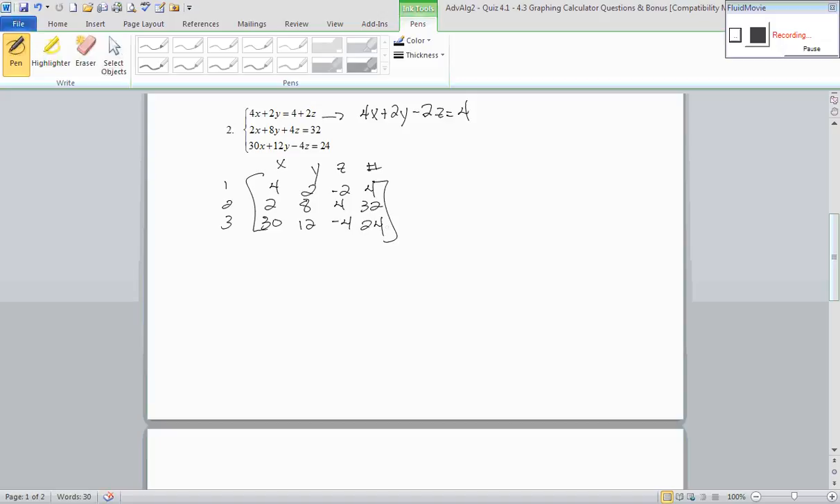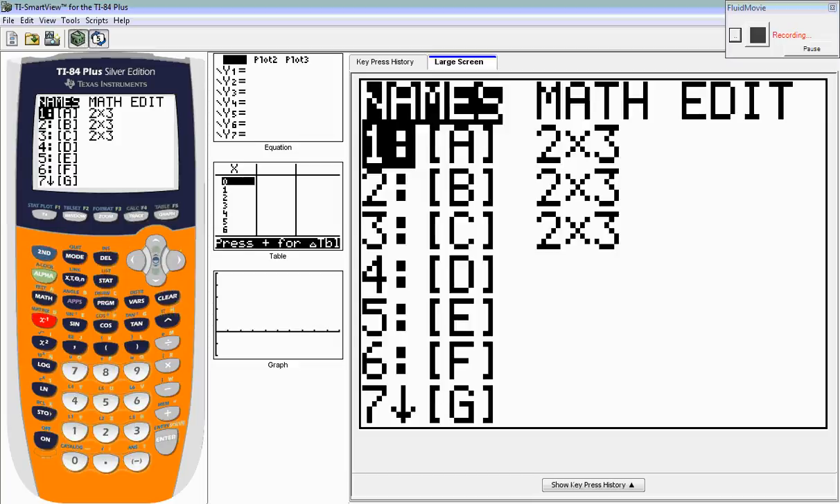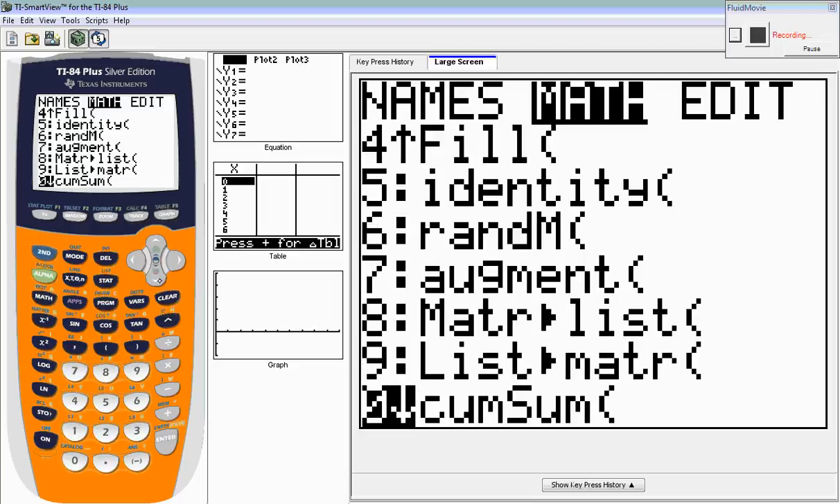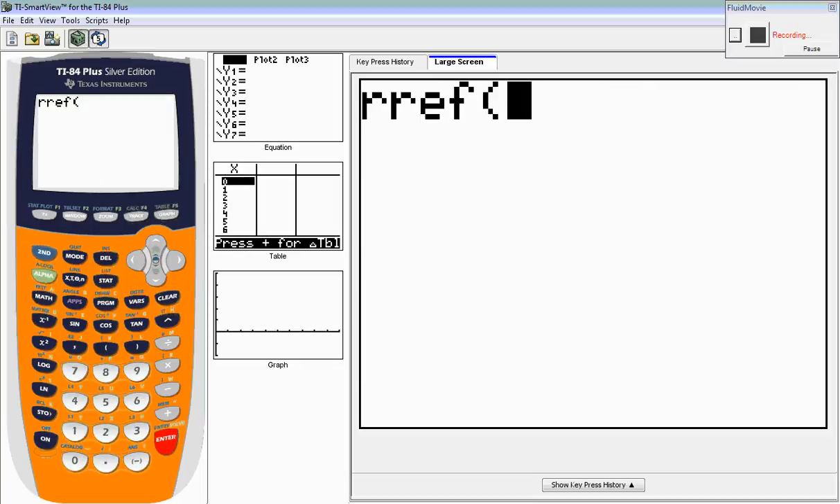Once we have this, we go to the graphing calculator. You can either do this before or after. I would do it before, especially if you're going to use your alpha function shortcuts here. So what I would do is go to second matrix, go to math, and go down to option B. Option B is going to take whatever matrix we type in after this command and put it in reduced row echelon form, and I'll show you what that means and how that's going to solve for x, y, and z for us.